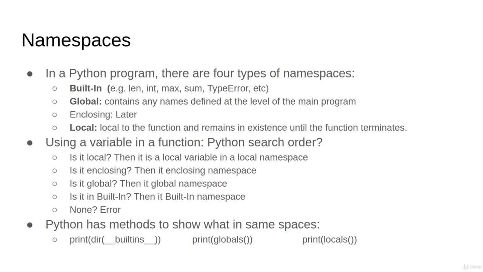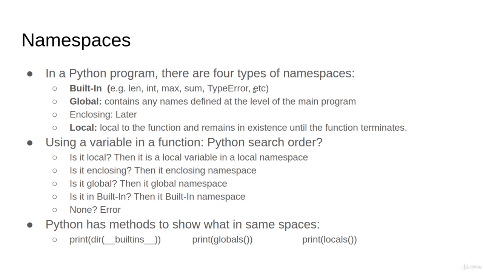Overall, there are 4 types of namespaces. We learned today about the global namespace and about the local namespace. There is also what we call enclosing. We will study it a bit later. And there is also what we call a built-in namespace. The built-in scope includes all of the things that are already defined for you. Remember the len function, int function, max and sum, the type error, and so on. All of this is built in and ready to use for you.